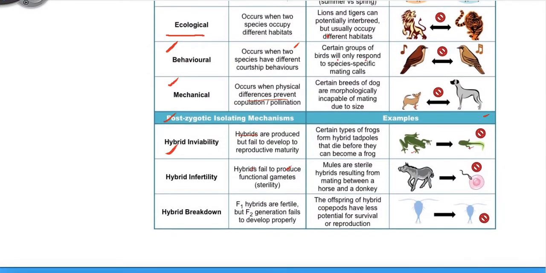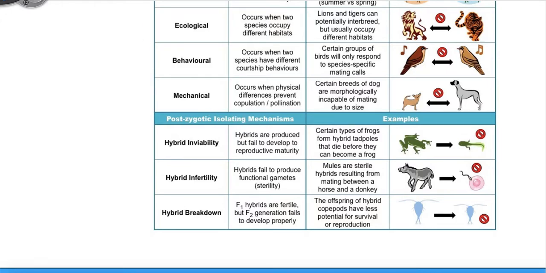Okay, so let's move down to postzygotic isolating mechanisms. And remember we said that in this particular type of isolation, we do have two different species that are able to produce an offspring, but then there's something wrong with that offspring, right? So it's postzygotic. So maybe there's a hybrid inviability. That means that the hybrid that is produced from the two different species fails to reach reproductive maturity.